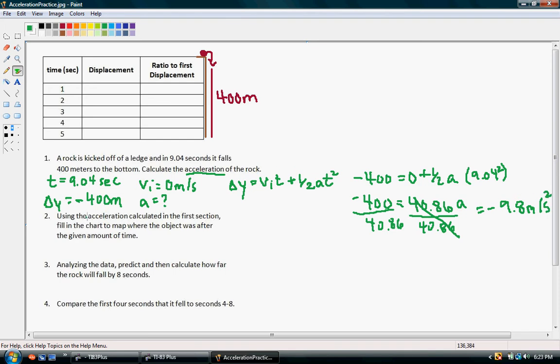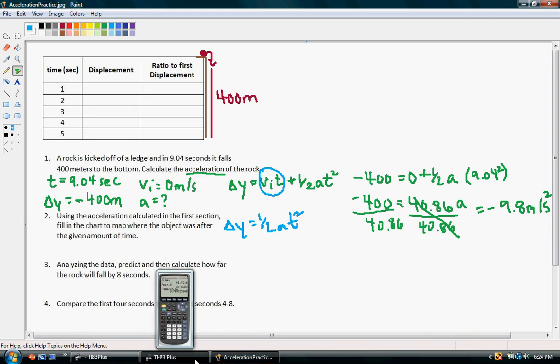Alright, so now it says, using the acceleration calculated in the first section, fill in the chart to map where the object was after the given amount of time. So it wants to know after 1 second, 2 seconds, 3, 4, 5 seconds, how far has the object fallen. So we can use this same equation. Remember that since our initial velocity was 0, 0 times time is still 0, so we can completely take this part of our equation out. So our delta y will simply be equal to 1/2 of our acceleration times time squared.